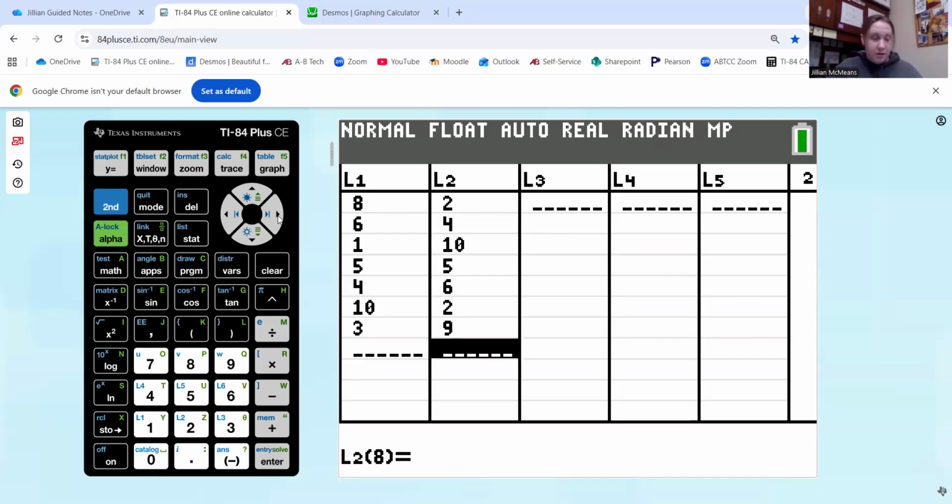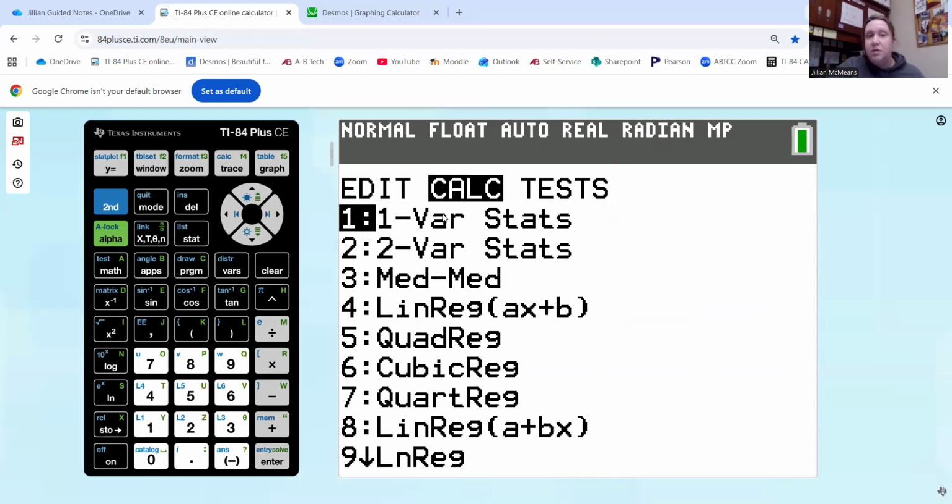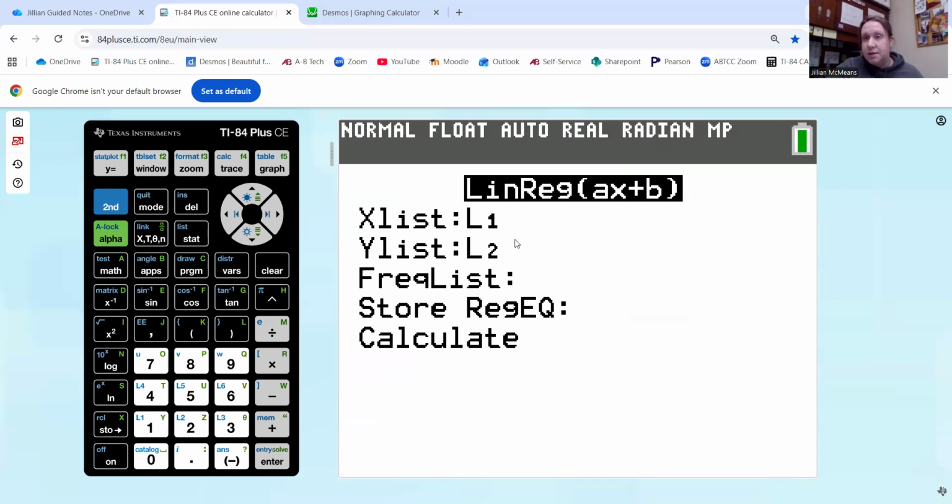Double check, make sure everything looks good. 8, 2, 6, 4, 1, 10, 5, 5, 4, 6, 10, 2, 3, 9. I think mine looks good. So I'm going to go to stat, over to calc. We're going to choose option 4. Make sure your X's are in L1, your Y's are in L2. If you type them into anything else, you want to change your L1 and your L2, but mine are in L1 and L2, so we're good.